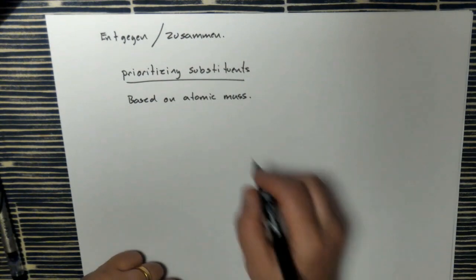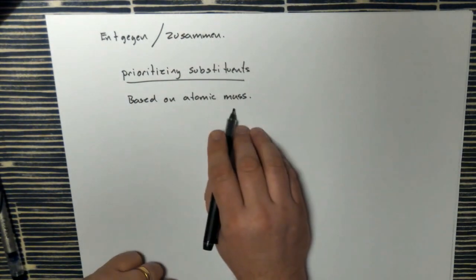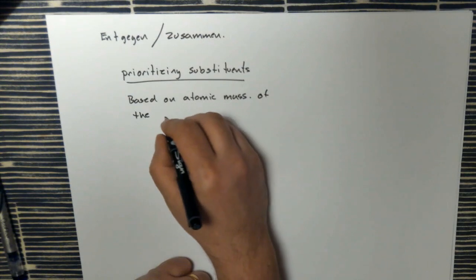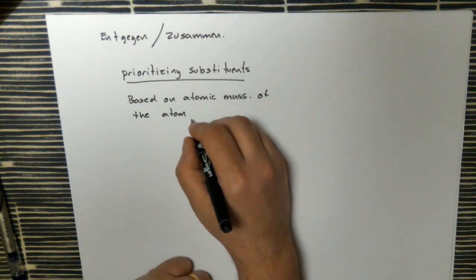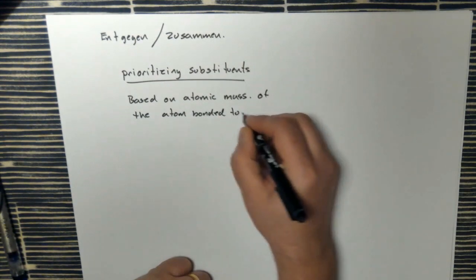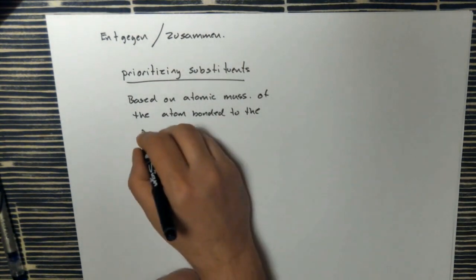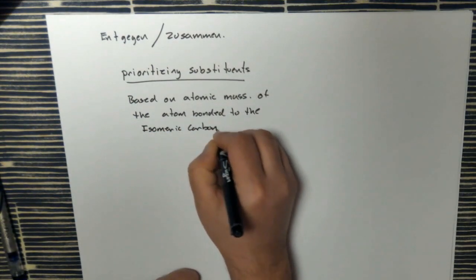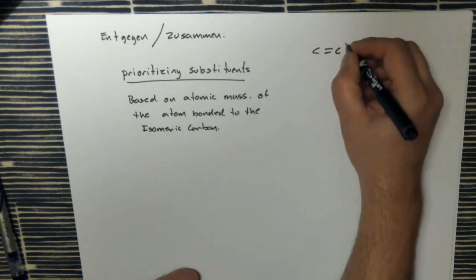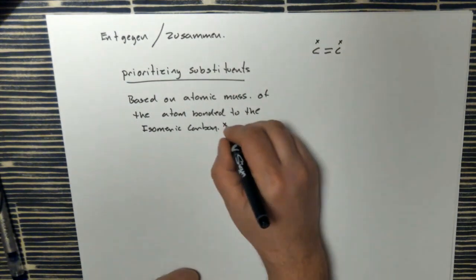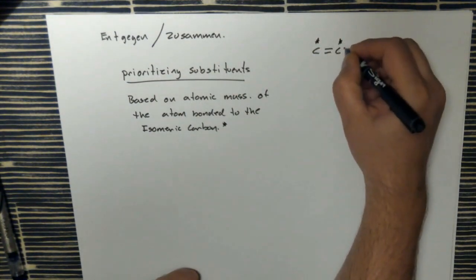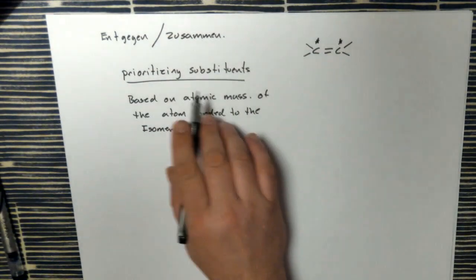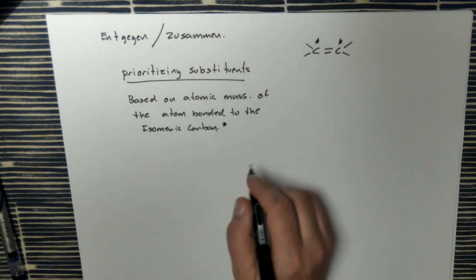It doesn't matter what it is. As long as you know the atomic mass, you should be able to figure it out, right? It's the atomic mass of the atom bonded to the isomeric carbon. And by isomeric carbon, I mean the one that gives rise to the isomerism issue. So in this case it can be either of those, or there can be several different types. But the prioritizing rules actually work for other types of isomers as well. So it's important to learn this.